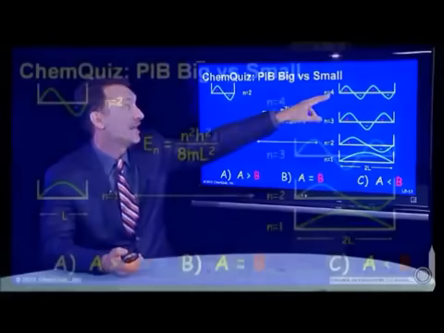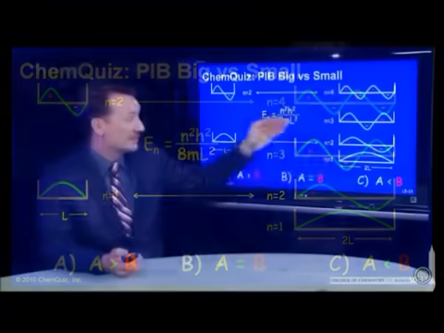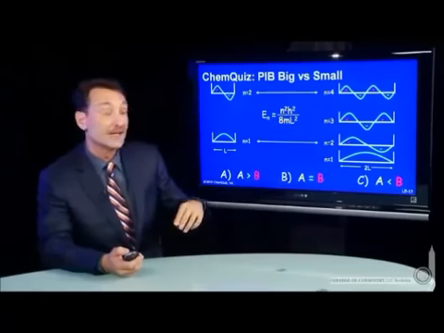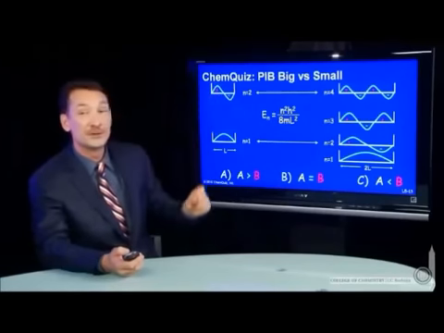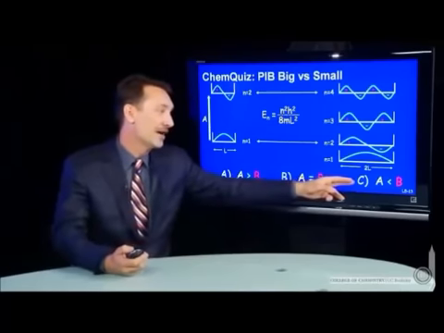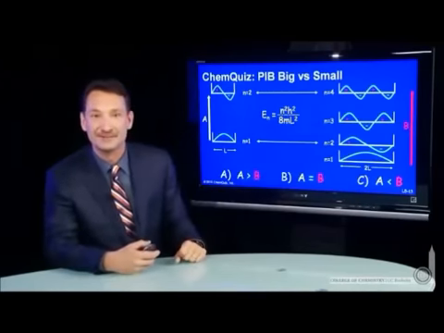And if you look at the n equal 4 case, that lines up in energy with the n equal 2 case for the smaller box. So a transition between 2 and 4 would give you equal energies, but a transition between 1 and 4 for the large box is bigger than 1 to 2 for the small box. So the correct answer here: A transition smaller than B transition.